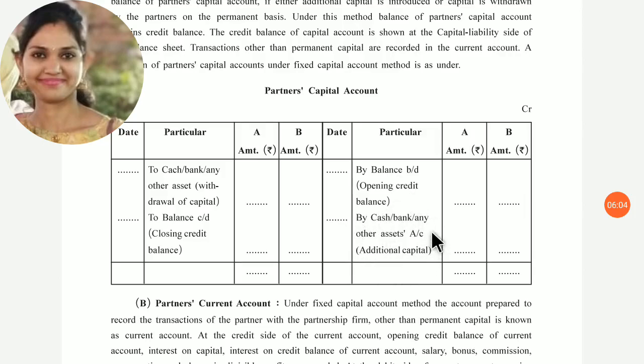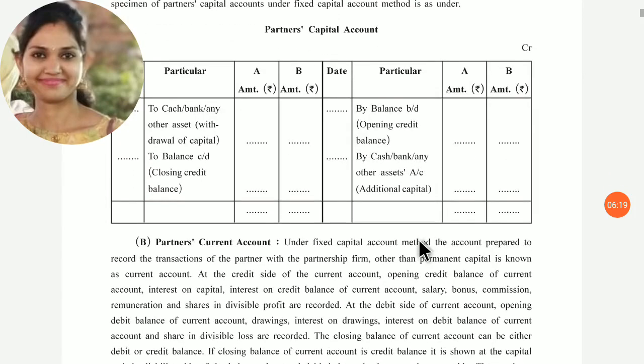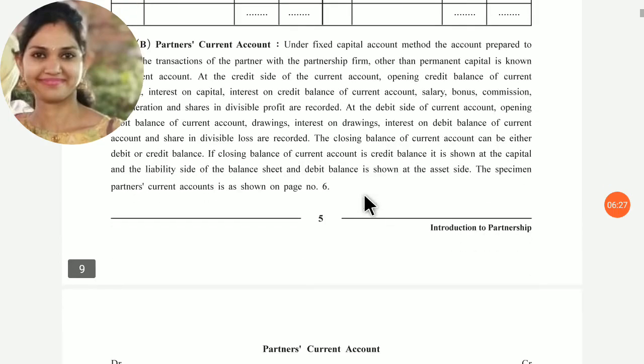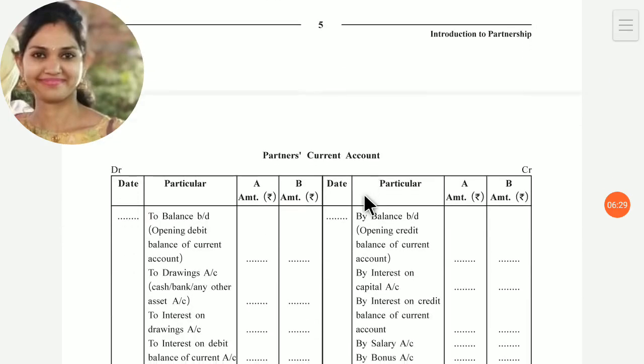Suppose any partner brings any kind of furniture, cash or asset into the business, that is called additional capital. Here that is capital, so we will show that capital in the partner's capital account, right girls? Now the partner's current account. The partner's current account is the same as the partner's capital account in the fluctuating capital account method.